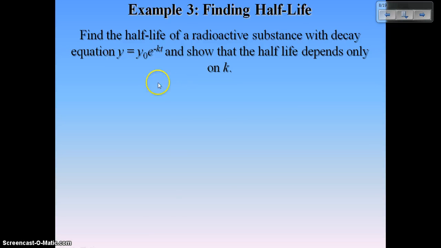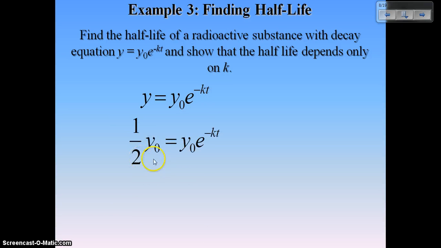So we'll start with y equals y naught e to the negative kt. Now, if I'm talking about half-life, what I'm talking about is the amount of time it takes for the original amount to decrease to half its starting point. So if I start with y naught, after the half-life what I have left is 1/2 y naught. Again, it's half the starting amount. I can divide both sides by y naught, and we end up with this: 1/2 equals e to the negative kt. And now your job is to solve for t.